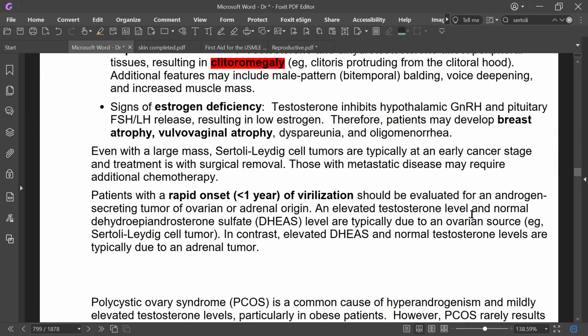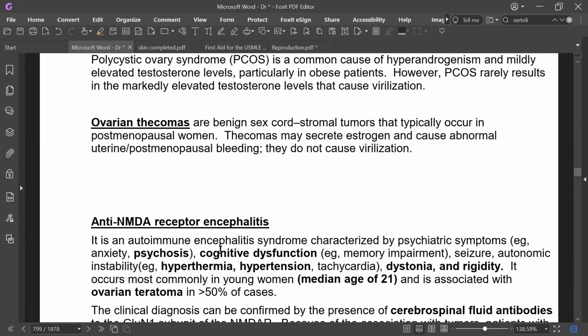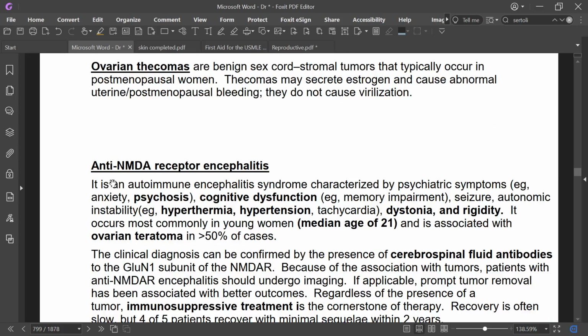An elevated testosterone level and normal dehydroepiandrosterone sulfate level are typically due to an ovarian source, such as Sertoli-Leydig cell tumor. In contrast, elevated dehydroepiandrosterone and normal testosterone levels are typically due to an adrenal tumor. Ovarian thecoma is a benign sex-cord stromal tumor typically occurring in postmenopausal women. Thecoma may secrete estrogen and cause abnormal uterine postmenopausal bleeding. They do not cause virilization.